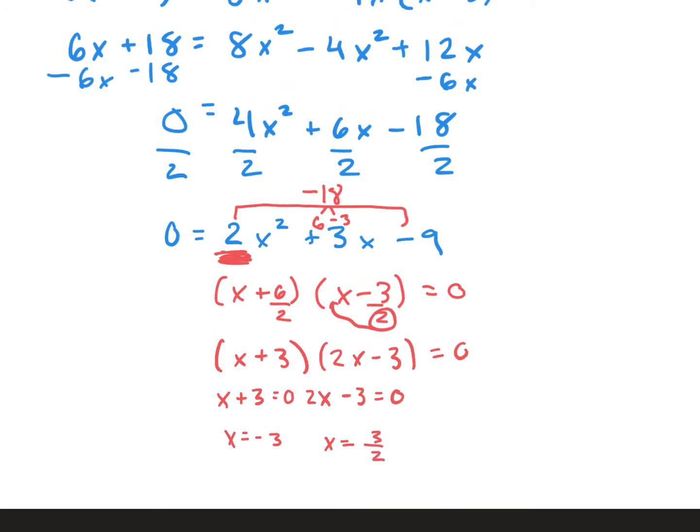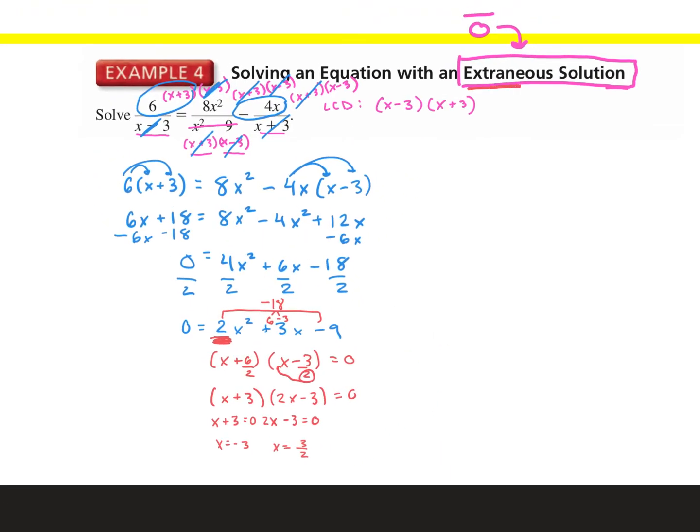So now I want to check for extraneous solutions. This one tells me to check for extraneous solutions, but you should always check. So take one of your answers and plug it into all 3 of your denominators. Here we have x minus 3, so negative 3 minus 3 gives you negative 6, so we're good there. It's not 0.